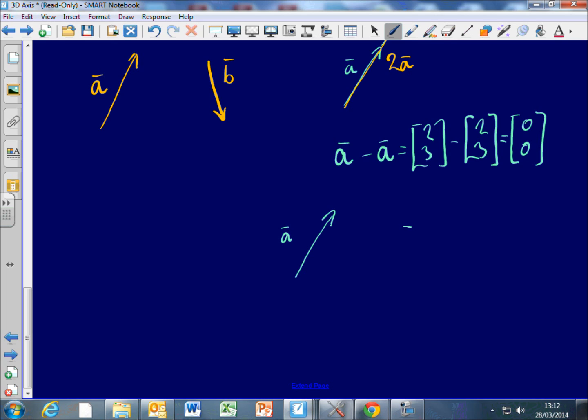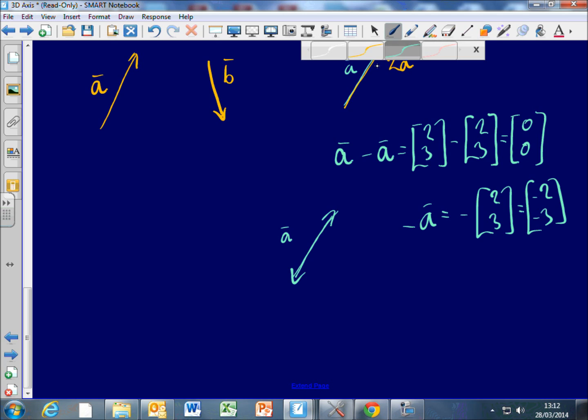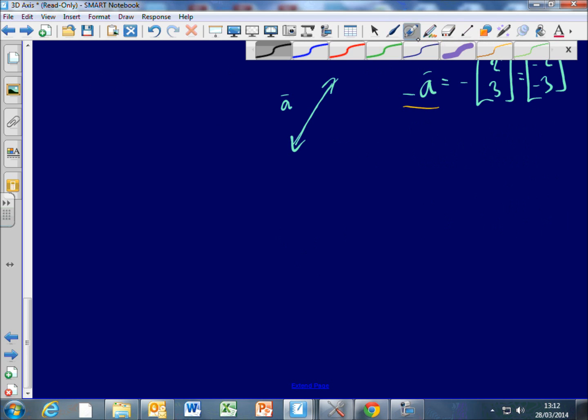Well, minus A as a vector is minus 2, 3, and we've already talked about multiplying by a scalar. This just makes it minus 2 over minus 3, which means it's an arrow that points the opposite direction like that. So I end up with nothing, which is what we said. A negative vector is just an arrow with the same magnitude that points the opposite way.